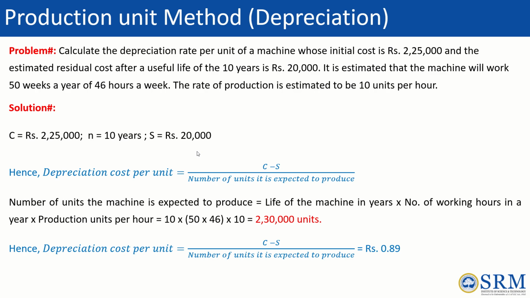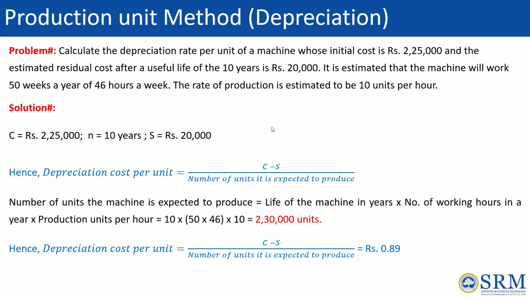So let's look at our final problem. Calculate the depreciation rate per unit of a machine whose initial cost is 2,25,000 and the estimated residual cost after a useful life of 10 years is rupees 20,000. It is estimated that the machine will work 50 weeks a year of 46 hours a week. The rate of production is estimated to be 10 units per hour.